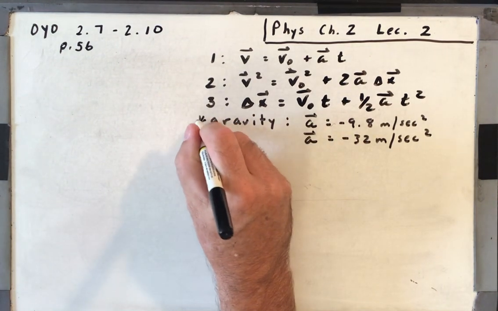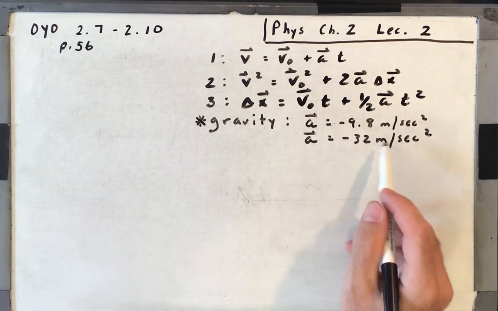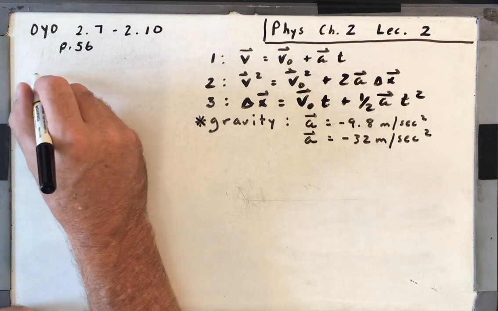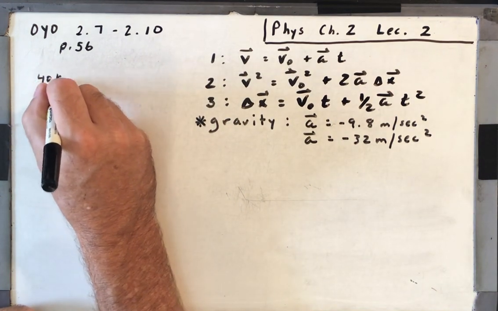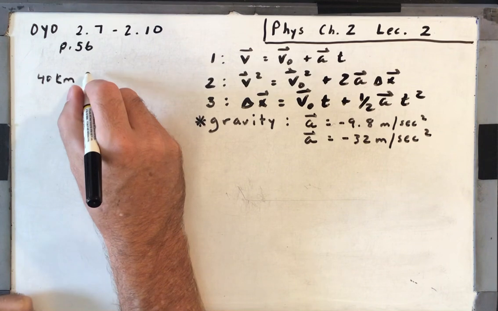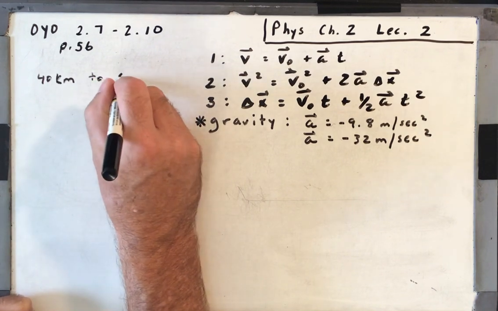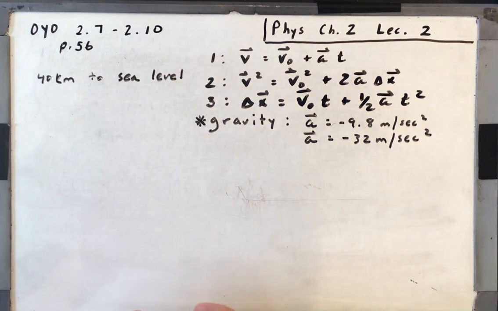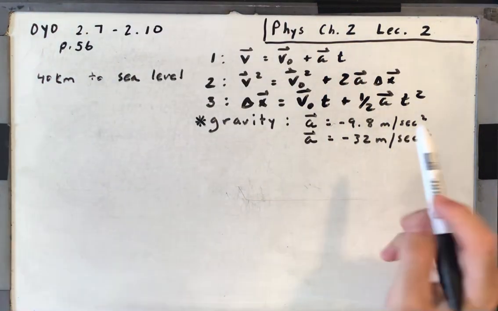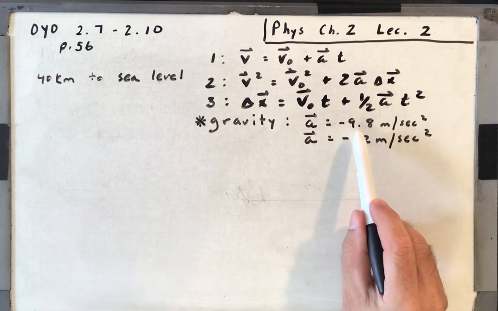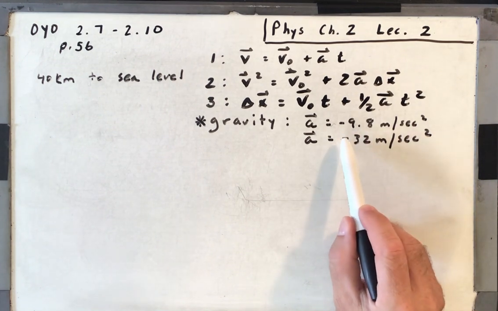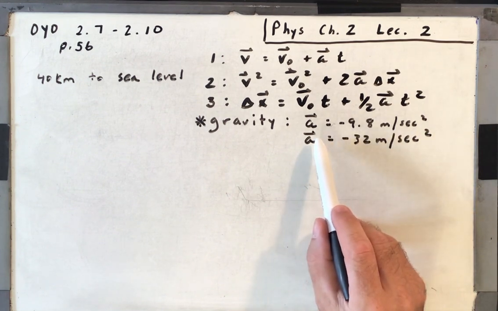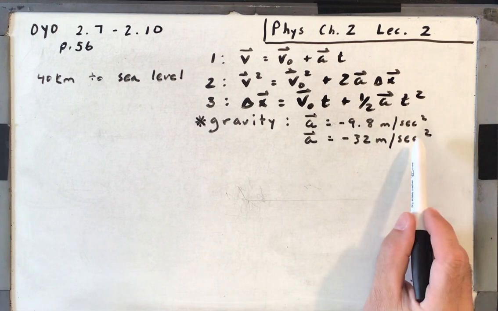Now, these are true near the surface of the Earth. And when I say near the surface of the Earth, about 40 kilometers to sea level, these constants are true. Now, they're negative because it's falling. And in physics, going down is the negative direction. So if you're in meters, the gravitational acceleration is negative 9.8 meters per second squared.